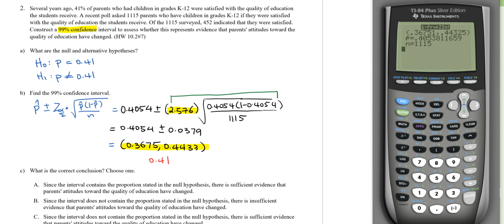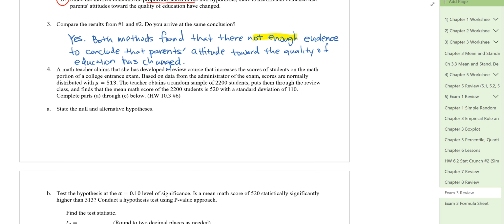The lower bound is 0.3675 versus the upper bound of 0.44325. So pretty close to the number we got, right? So that's how you check your answer for the confidence interval. All right, so this concludes our hypothesis test and confidence interval for proportion.